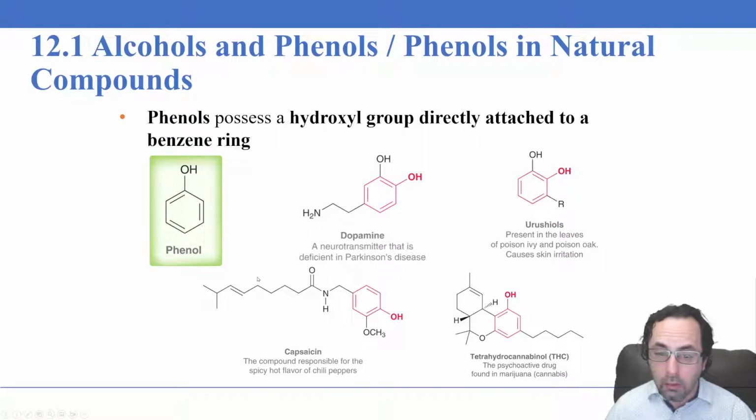Also common in natural compounds are phenols. Phenols are considered a different functional group and have a different name than just regular alcohols. A phenol is what you call it when you have an OH group that's directly bonded to a carbon that's on an aromatic ring, a benzene ring here. And again, these are super common in natural compounds. For example, dopamine here has a phenol. This one called urushiol, you'll find in poison ivy, and it causes irritation to the skin. Capsaicin, which is the compound of spiciness, and THC, which is the primary psychoactive ingredient in marijuana or cannabis. So phenols are present in lots and lots of organic compounds, or biological compounds.